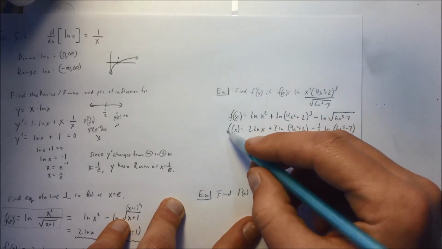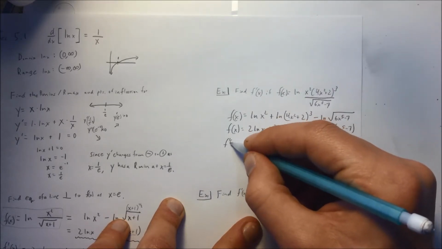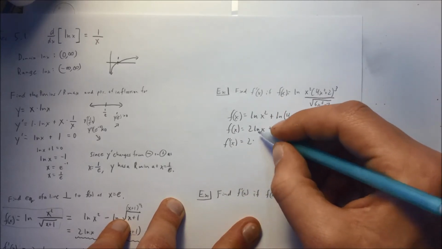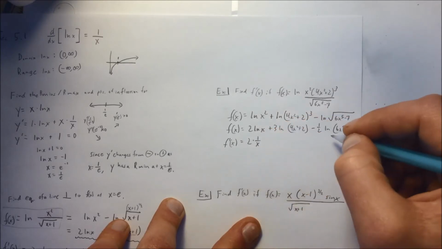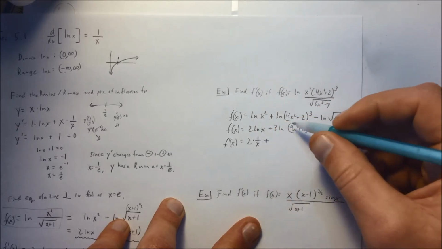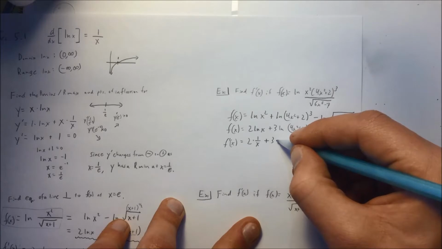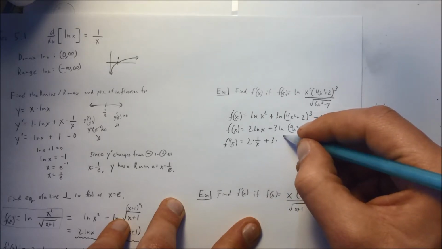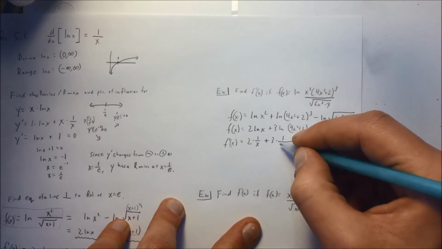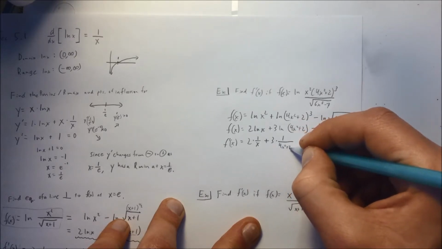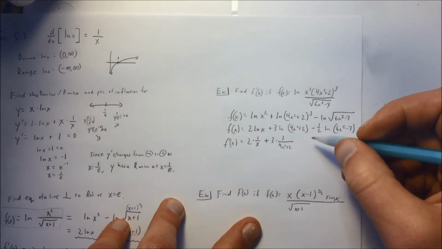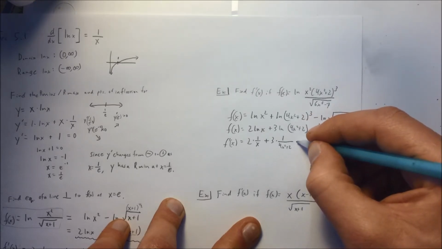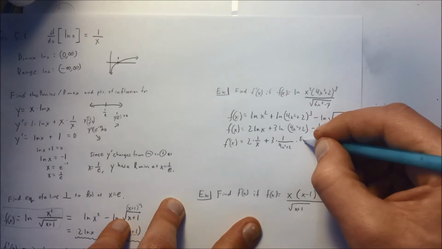Now we're actually going to derive it. f prime of x would be 2 times the derivative of the natural log of x, which is just 1 over x, plus 3 times the derivative of the natural log, which is going to be 1 over whatever's on the inside, 4x squared plus 2. But because of the chain rule, we've got to take the derivative of the inside here. So the inside is going to be 8x.